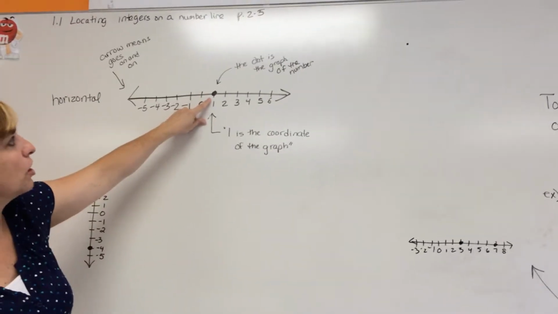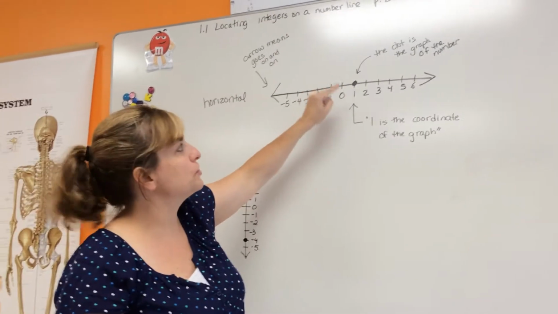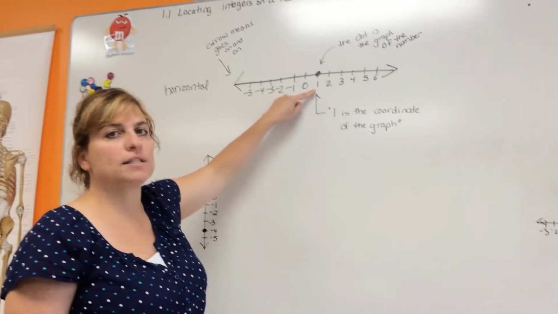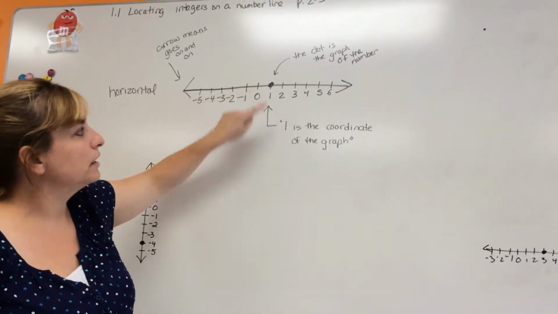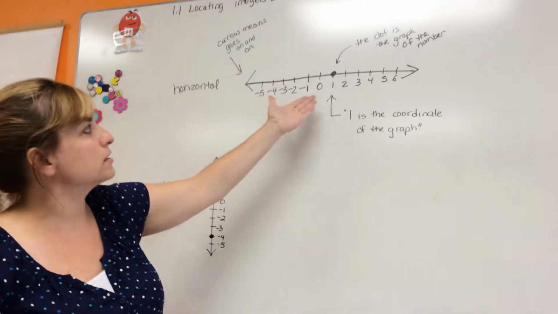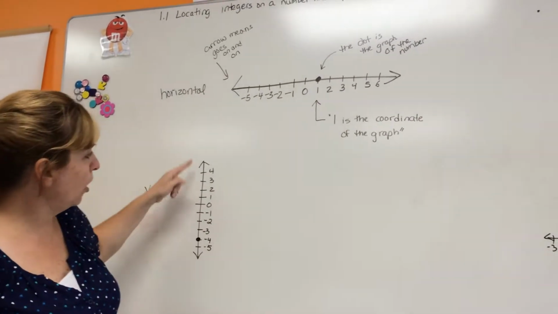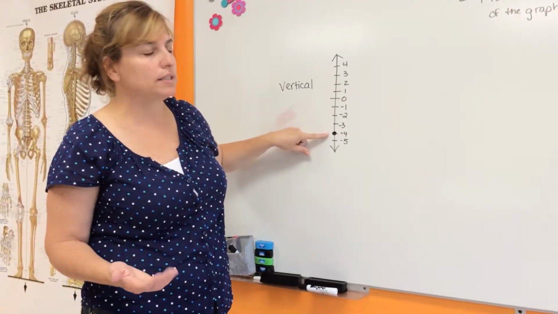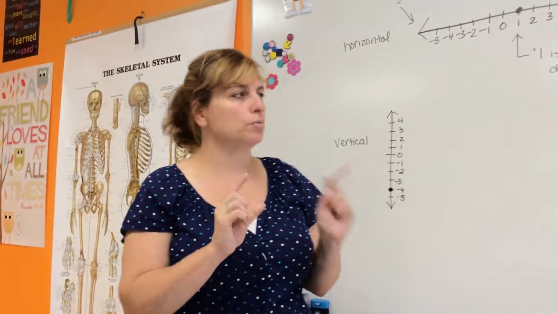The dot is called the graph of the number. This dot is colored in. You'll learn later that if it's just a circle with nothing colored in, that actually means that this number is not included. But for this dot, since it is colored in, it is included. 1 is called the coordinate of the graph. So if I asked you what is the coordinate of this graph, you would say 1. Okay? On the vertical line here, the coordinate of this graph, take a look at it, what is it? It's -4.